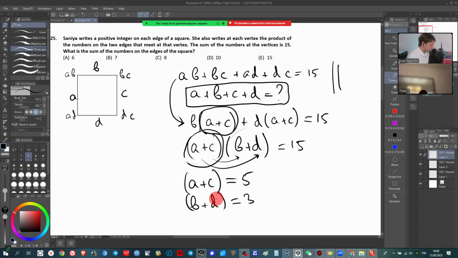So tell me your options for A, C, B, and D. A could be 4, and C is 1, and B is 2, and D is 1. And we are asked for the sum of the numbers on the edges of the square. What is A plus C plus B plus D?